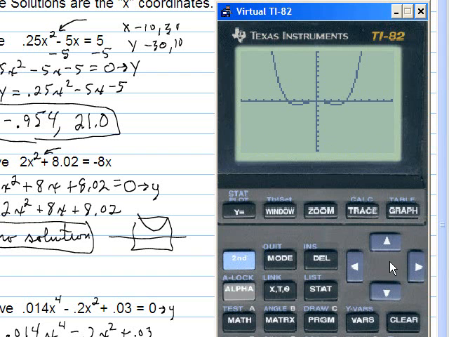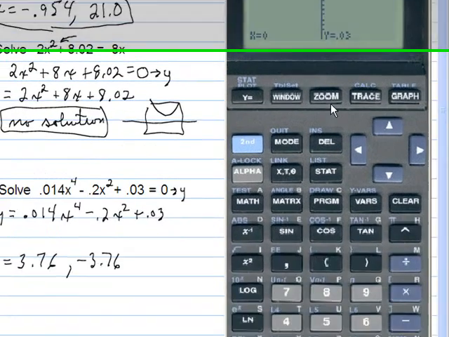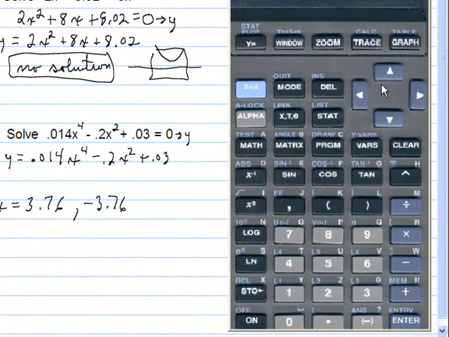Oh shoot, I don't want to hit graph. I want to hit enter. So let me trace it again. So I'm going to zoom box, come up a couple, come over 8. If it's not 8, it doesn't matter. Hit enter, there's my box.